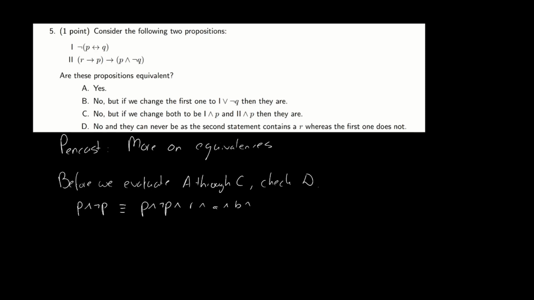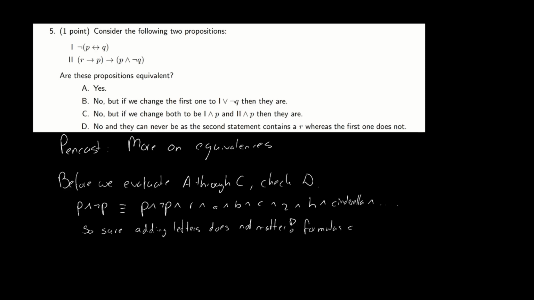Consider P and not P, and P and not P, and R and A and B and C, and well, might as well throw in a variable called Cinderella, it doesn't really matter. These two things are equivalent. They're both a contradiction. Now, this is just here to show you that two propositions can be equivalent even when they contain different letters. This is not only true for contradictions, nor is it only true for tautologies. Even for contingencies, we can easily create situations where two propositions are equivalent even though they contain different letters.